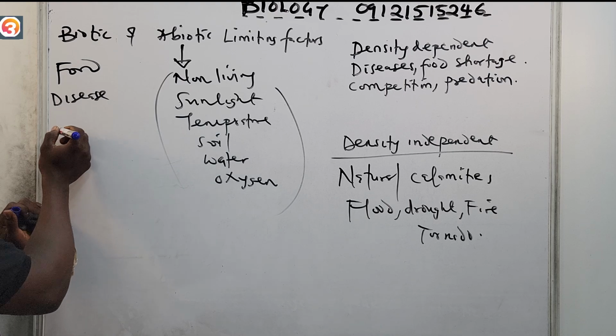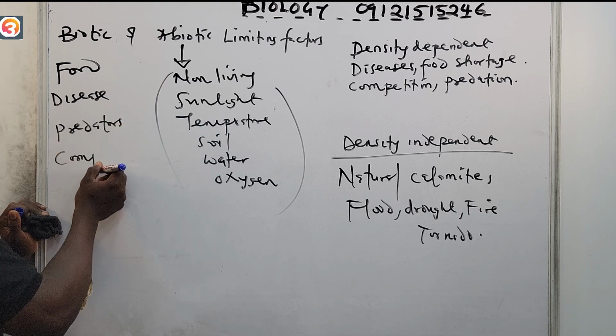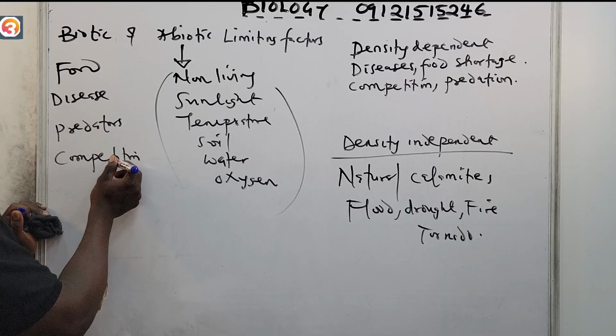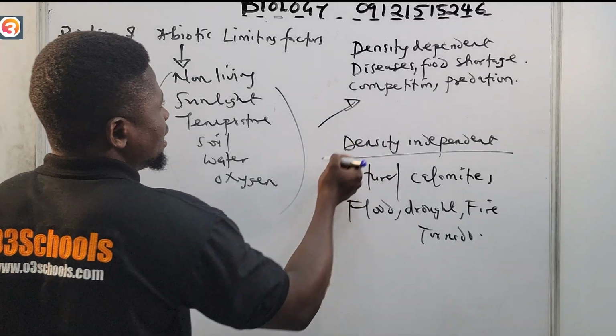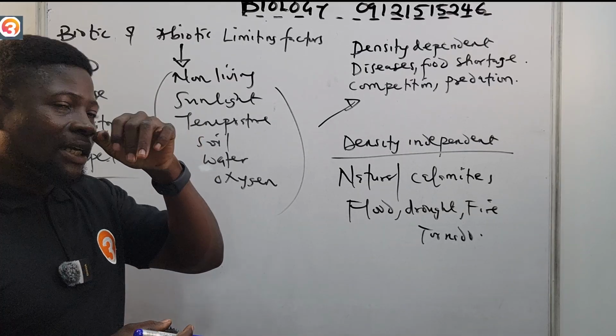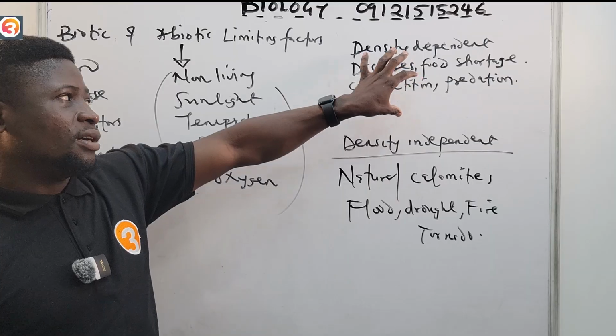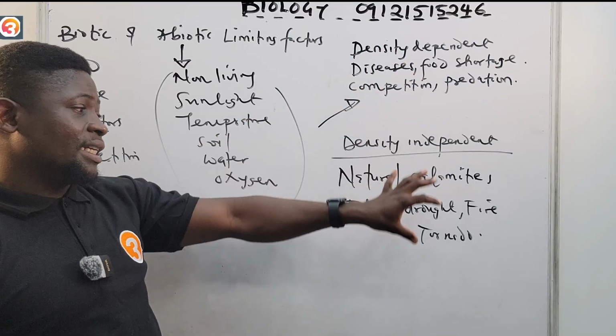Your predators, competition. That is like the density dependent factors. Please take note that the limiting factors to growth can either be density dependent or density independent. I gave you some examples for density independent.